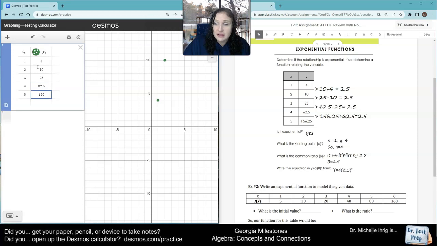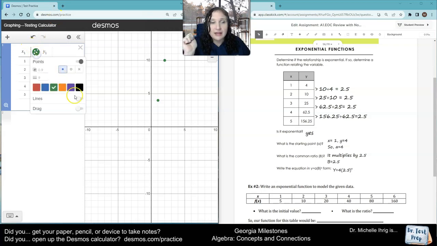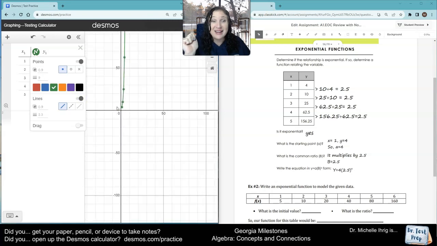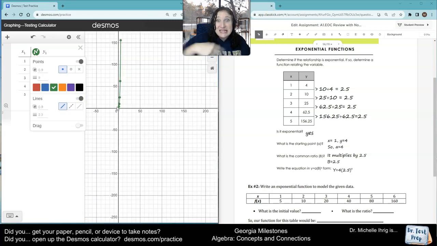So now that I've done this, remember that in order to connect these dots, I'm going to hold this green button down and turn on lines, and then I'll scroll out, and we can see by scrolling out that that is indeed an exponential function. It's like whoosh. So now that we know, yes, it's exponential, we're going to determine the starting point.